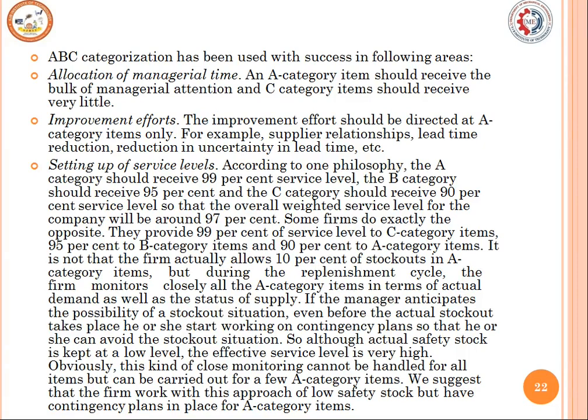ABC stands for allocation of managerial time, improvement in service, and setting up of service levels. A category items should receive the bulk of managerial attention, and C category items should receive very little. There will be an improvement in efforts between supplier relations, lead time reduction, and reduction in uncertainty in lead times. So it keeps on going.